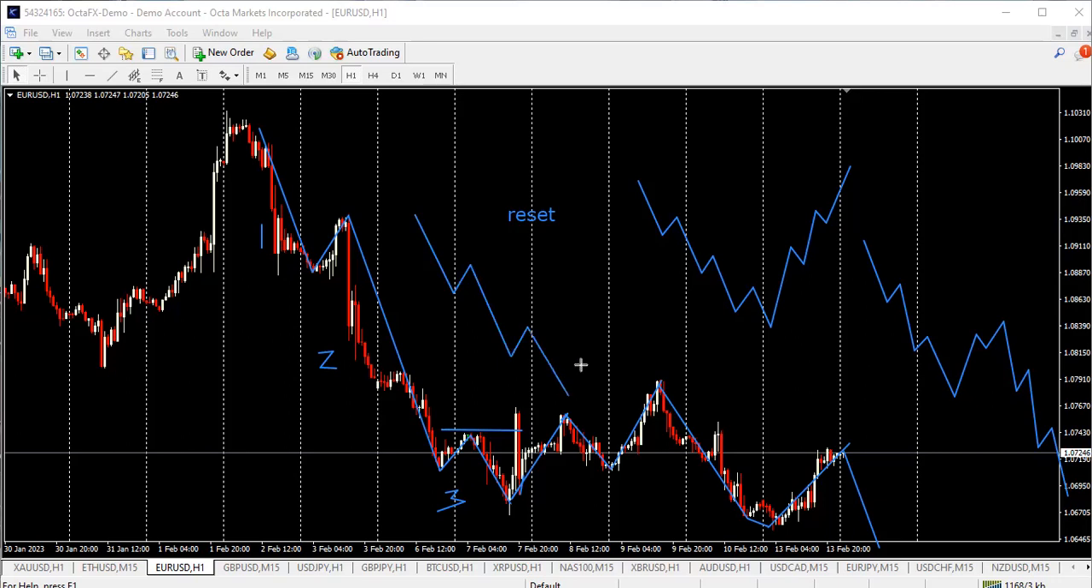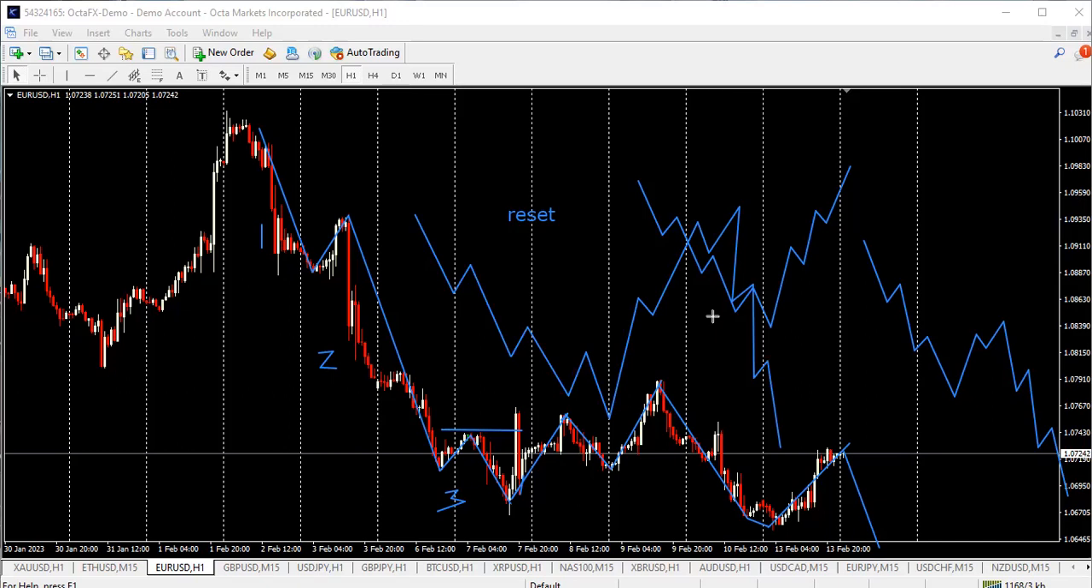Then you see something like this: 1, and then you see something like an M formation giving you 1, then 2, then you reset. Then it gives us 1, 2, then 3. Are you getting what I'm saying? So this is what you want to understand: the reset and the peak formation.